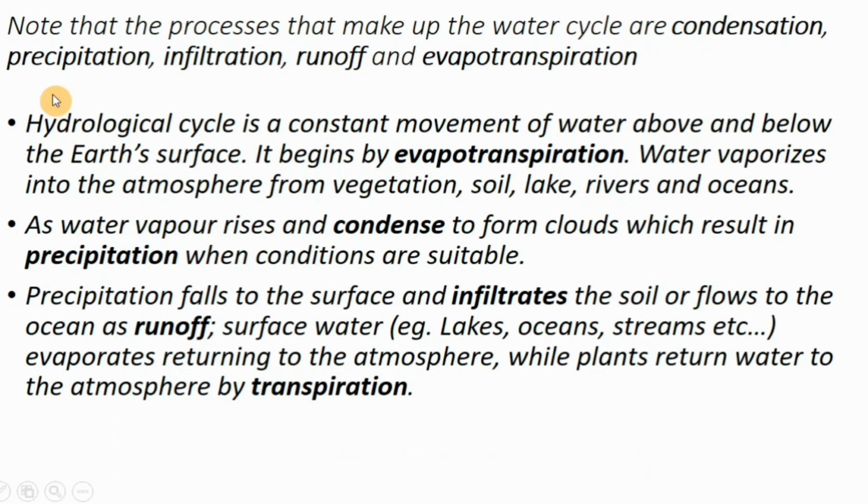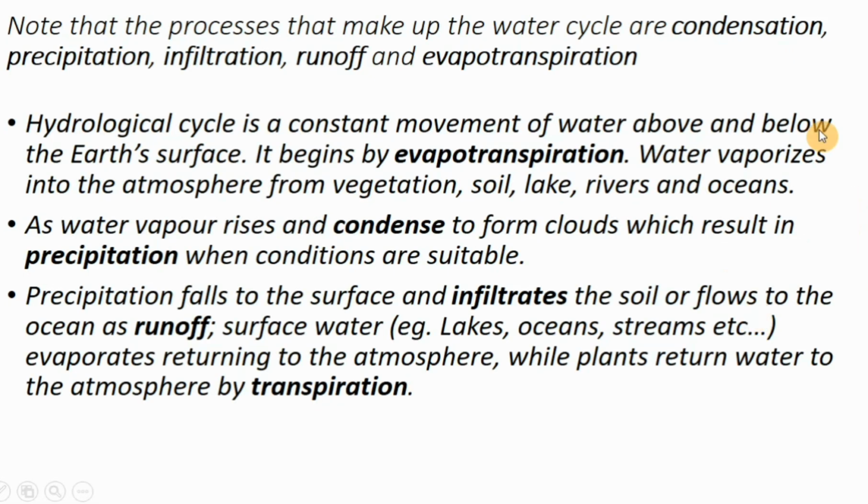So as you see, the hydrological process is made by 5 processes. The first one is condensation. There is condensation, precipitation, infiltration, runoff, and evapotranspiration. Let us see what is happening first. Before that, let us look at the definition.